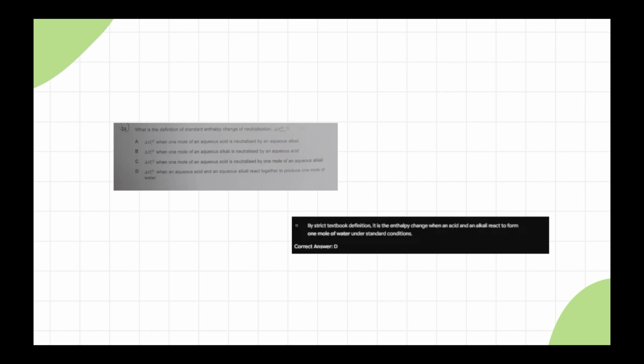What is the definition of standard enthalpy change of neutralization? Not delta H combustion. By strict textbook definition, it is the enthalpy change when an acid and alkali react to form 1 mole of water under standard conditions. So the correct answer is D.